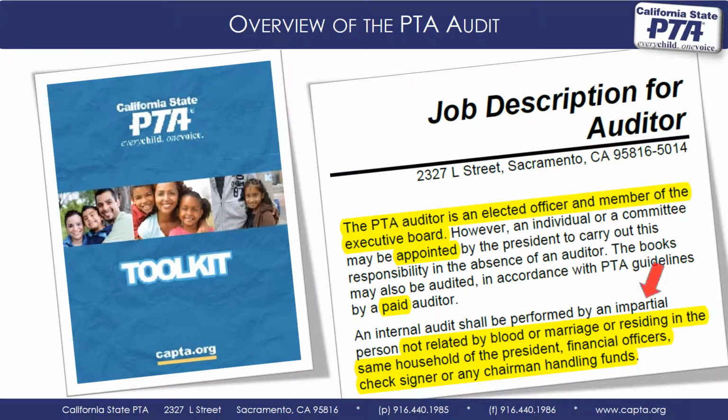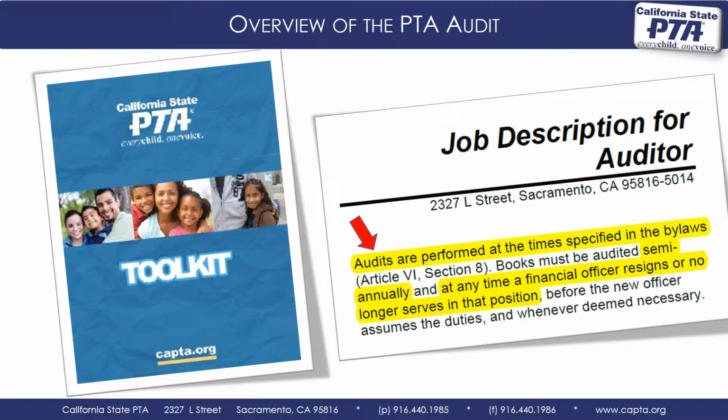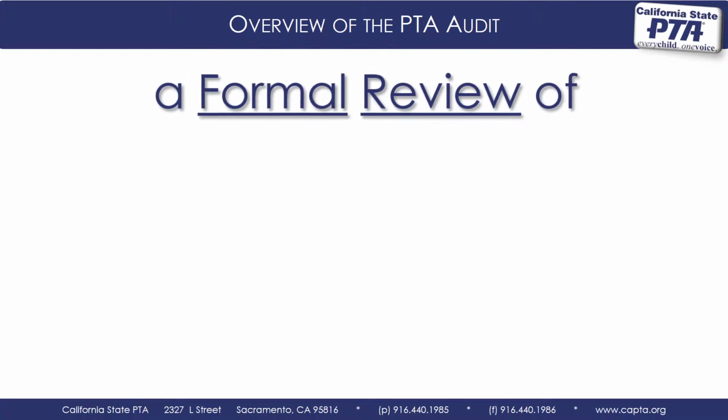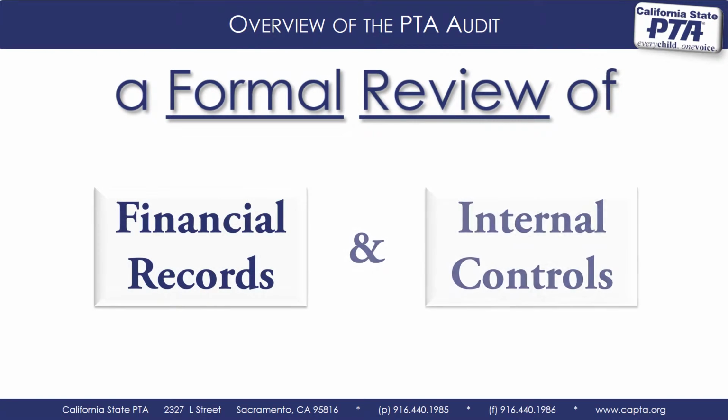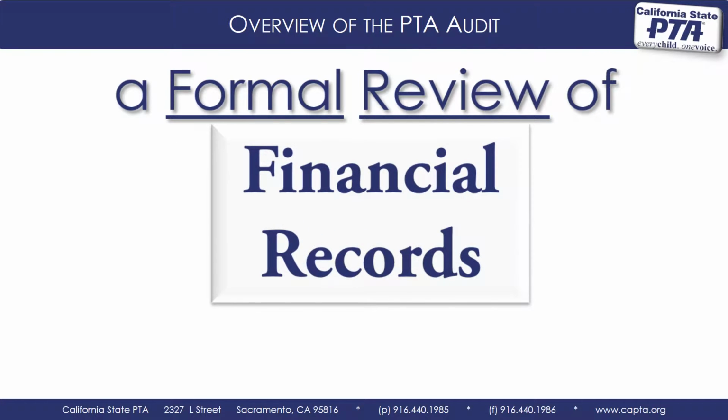The auditor must be impartial and not related to the president, financial officers, or any PTA check signer or chairman that handles PTA funds. Audits are performed at times specified in the bylaws. PTA books must be audited semi-annually and at any time a financial officer resigns or no longer serves in that position. A PTA audit is a formal review of PTA's financial records and its internal controls.